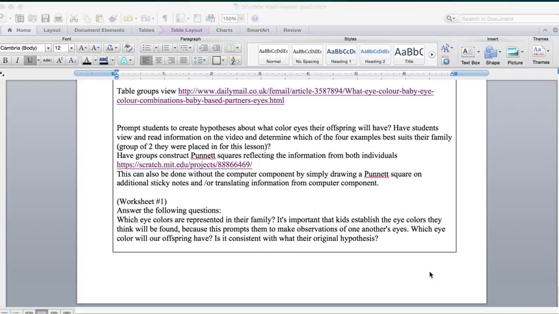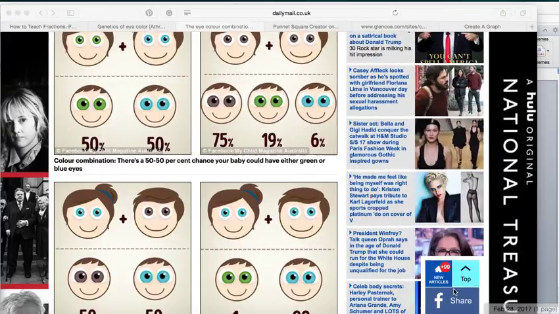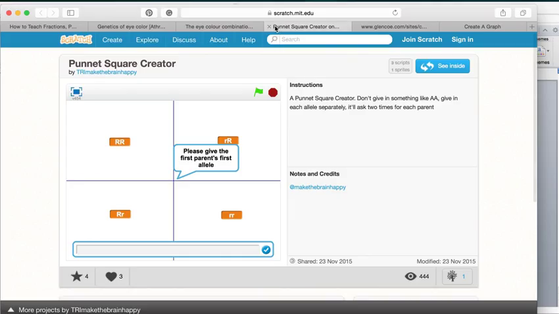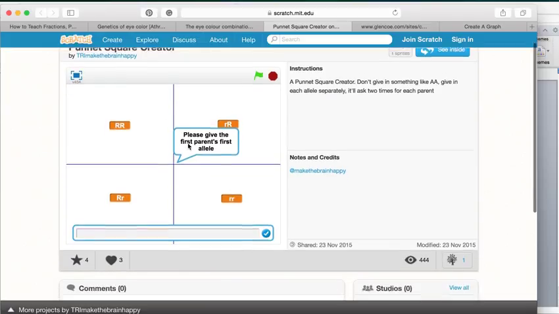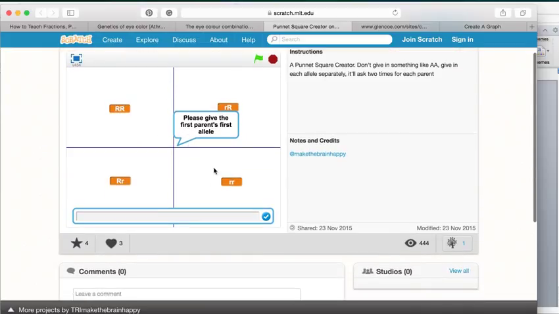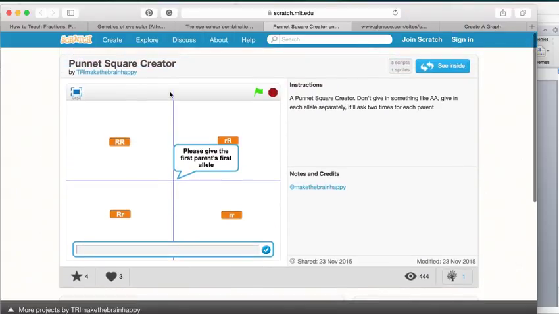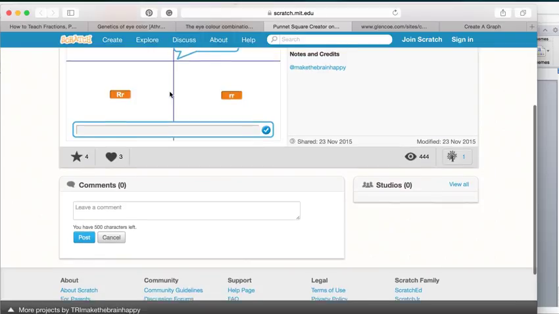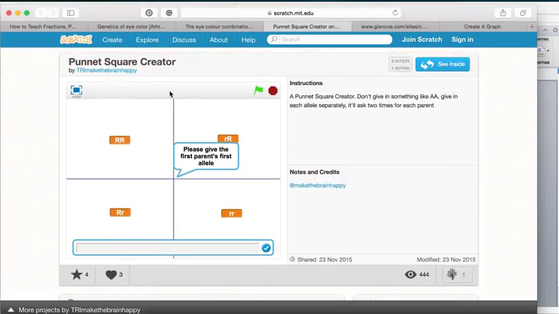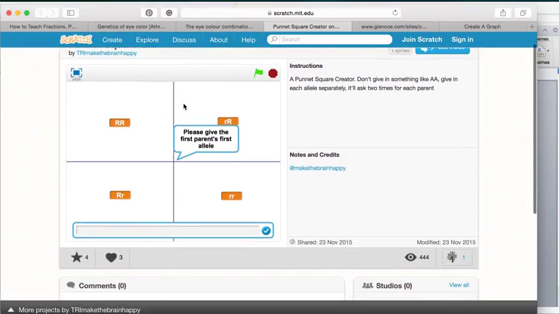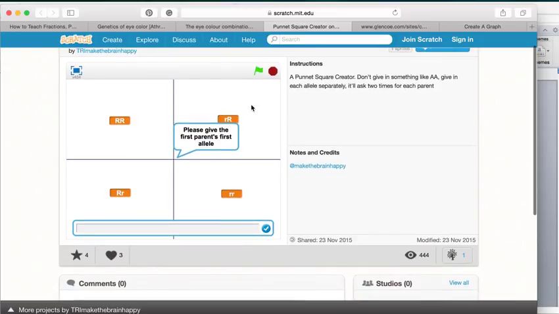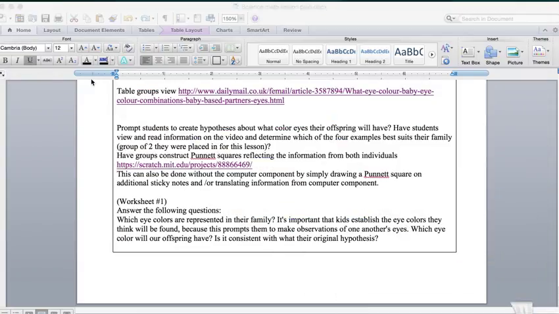So the computer component of this would be for them to make their own Punnett square right here on this website. They would be filling this in and combining their group of two, the traits of each parent, and they're going to come up with their own Punnett square, which they can either print, but like I said, they're going to have a hard copy or a post-it note for that already, but it does give them some technology in how to process their data.